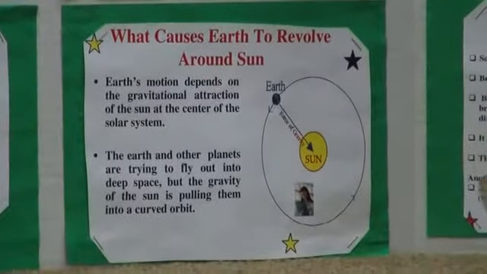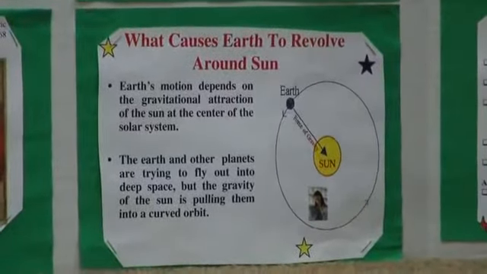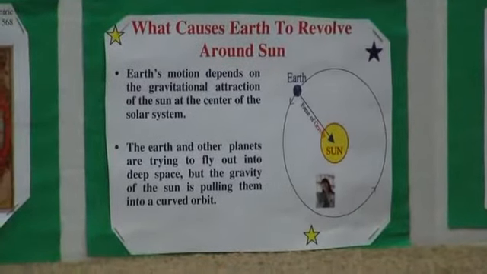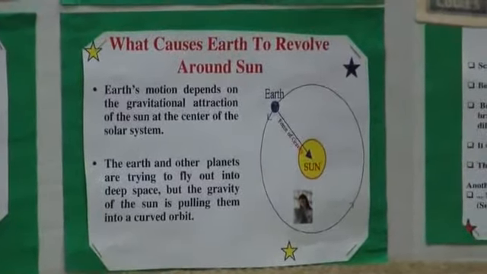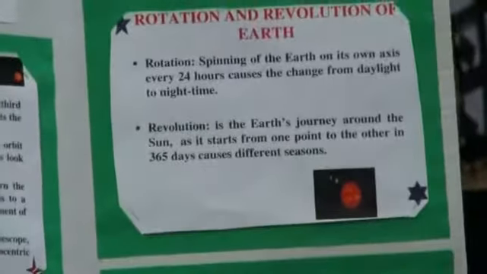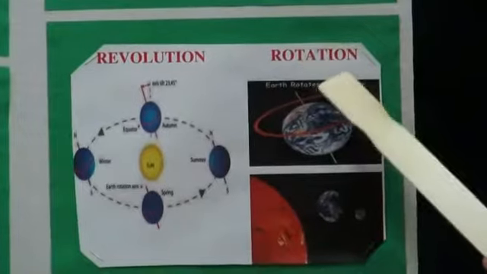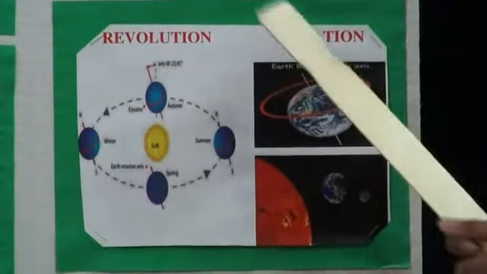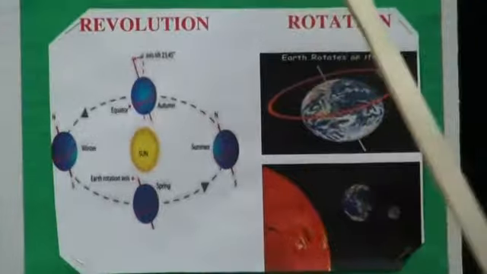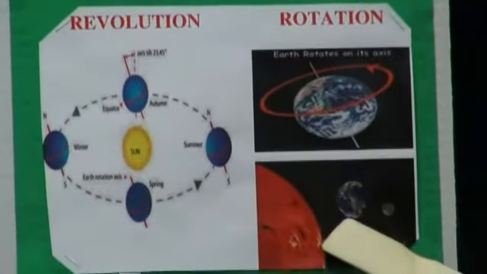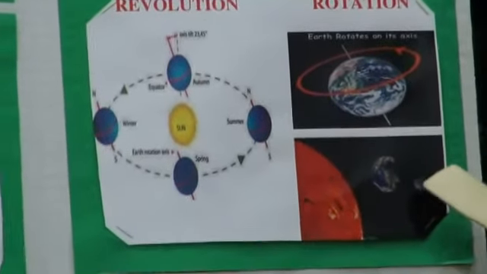And Earth has two ways in which it moves. The first way is rotation, which is the spinning of Earth on its own axis every 24 hours, and then revolution is the Earth's journey around the sun, which happens in 365 days. And this is revolution, where the Earth is going around the sun, and this is rotation, where the Earth is spinning on its own axis. And right here, this side would be sun, and this side would be moon.